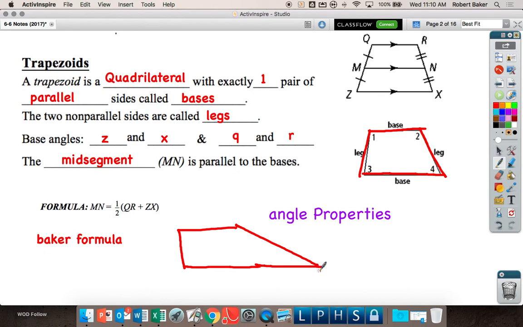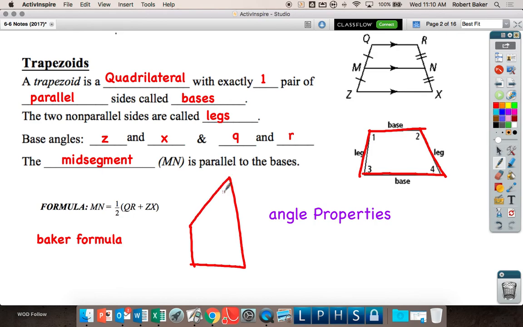This is the weird part. The one that really screws you guys up is this trapezoid. It's turned on its side. And I have to say, it's turned on its leg. So we get these two new names. The parallel sides are called bases. The non-parallel sides are called legs.